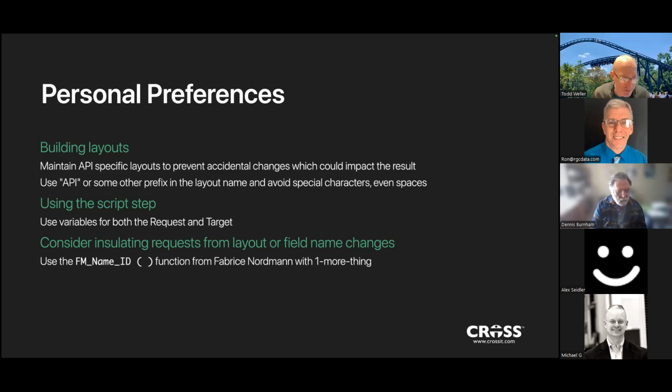My personal preference is I like using the name ID function that Fabrice Nordman developed. He's with One More Thing, but I know there are other tools out there that would do the same thing. That just happens to be the one that I like. What that allows you to do is provide the ID number, and then it returns the name of the object, whether it's the table, the field, the table occurrence, or whatever the case might be.